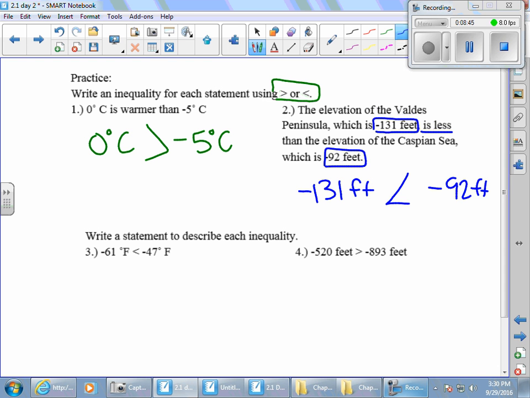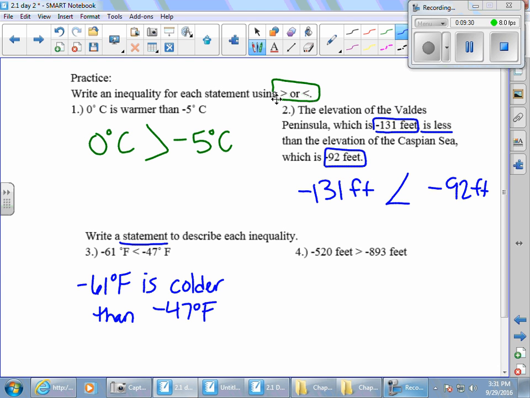Okay, now we want to use other words. So we're going to write the statement about the inequality. So we're actually writing words. We're not going to use greater than or less than. I would like us to use other words. If we're talking temperature, warmer, colder. If we're talking elevation, we're going to use deeper, higher, things like that. So negative 61 degrees Fahrenheit is colder than, it's less, it would be lower, colder than negative 47 degrees Fahrenheit.